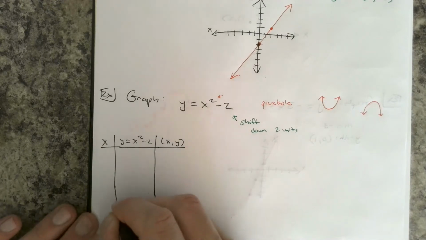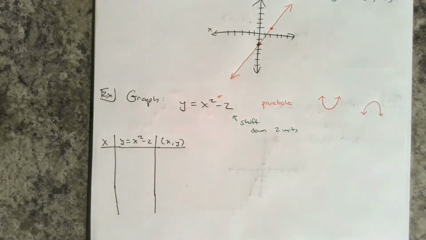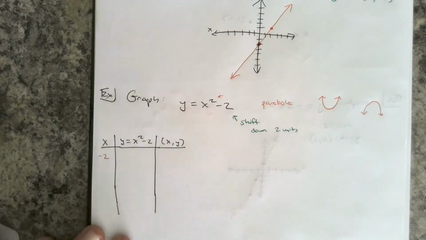Now when I do this, I'm going to pick a couple points to the left of 0, points at 0, and to the right of 0. That's typically the easiest way to do it. But you don't have to. You can really pick any x values you'd like. I'm going to start by picking x as -2.